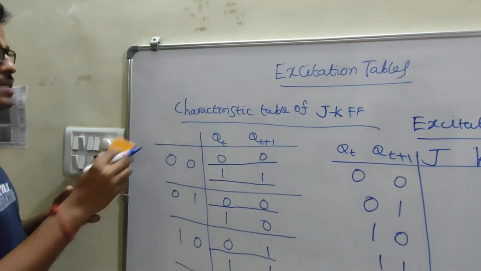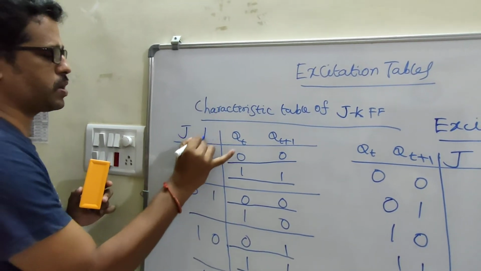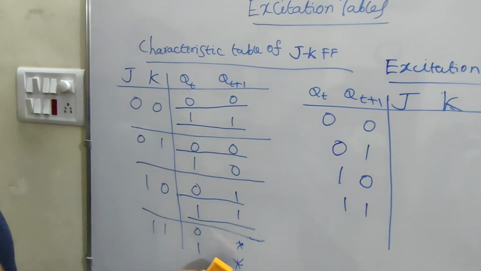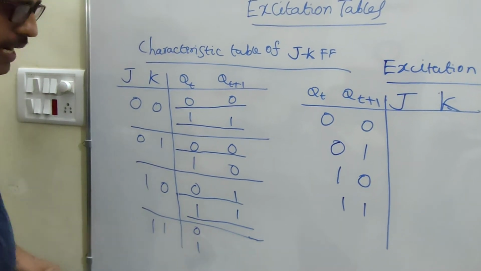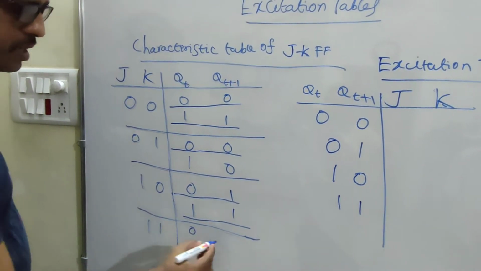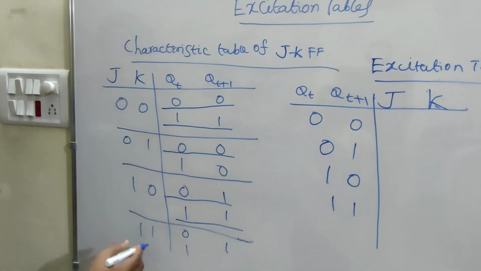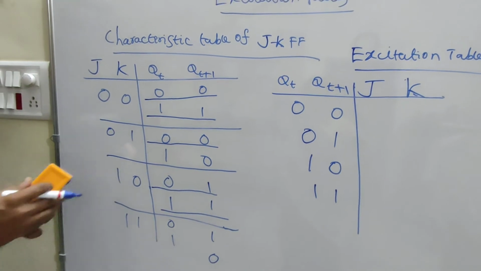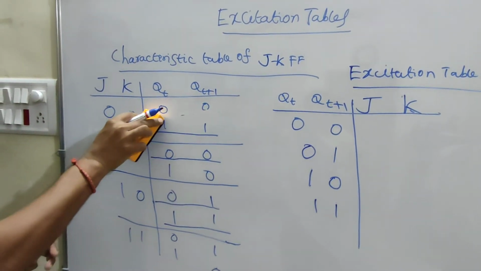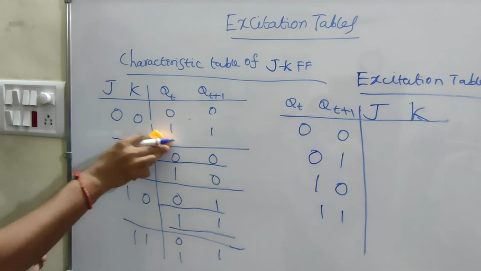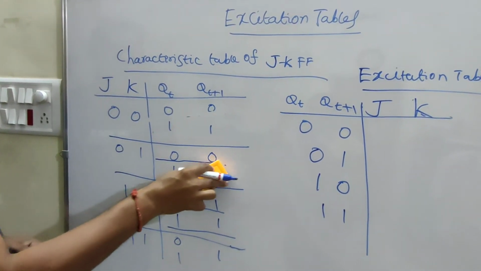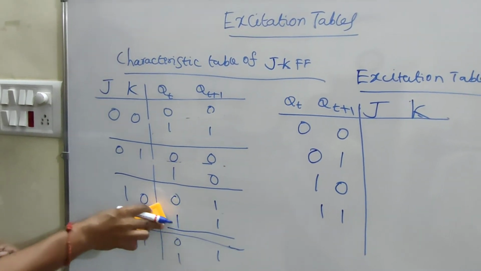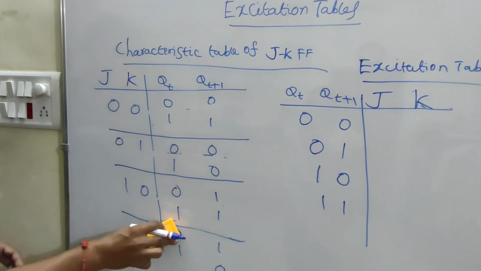There is only one change in the JK flip-flop compared to the SR flip-flop, that is for the input 1 1, the next state is going to be the toggle state. When the present state is 0, the next state is going to be 1. When the present state is 1, the next state is going to be 0. The other values are the same. We know that 0 0 means no change, 0 1 means reset, 1 0 means set, and then 1 1 is nothing but toggle, right?